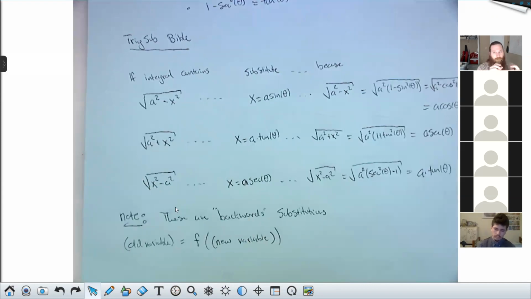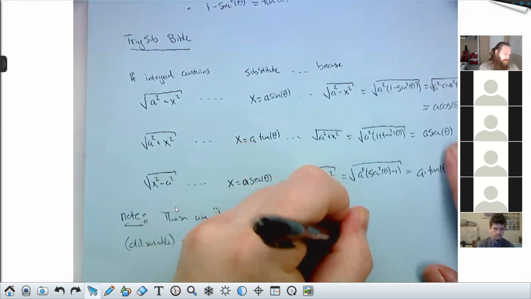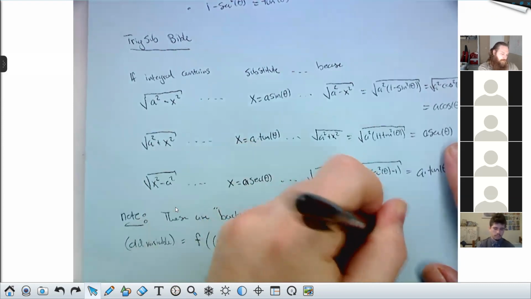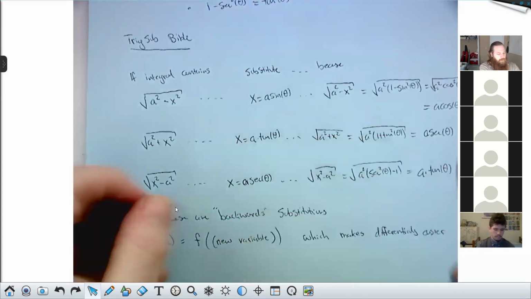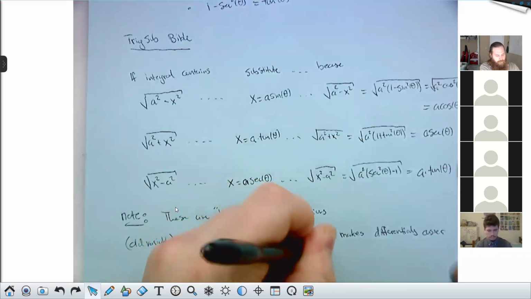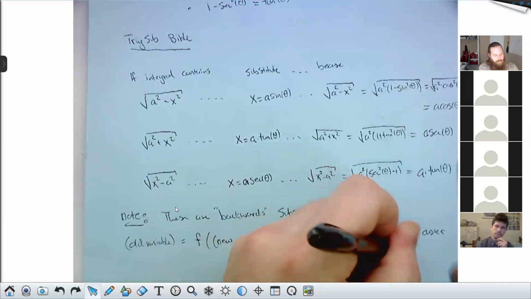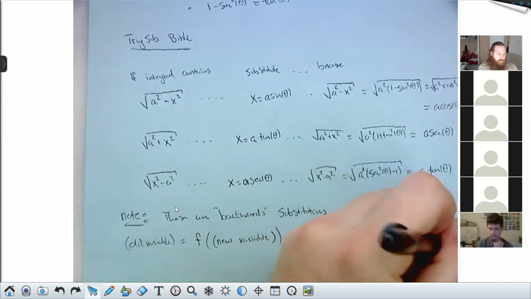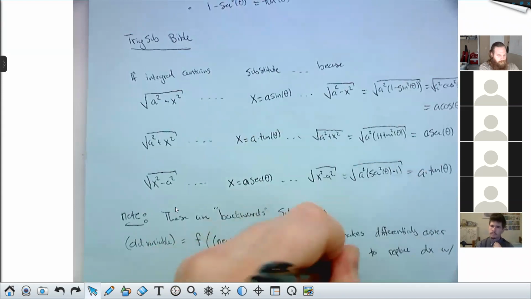So when you do a u sub, you have to find your du or your dz floating around in the integral. Here you don't need to do that, but you do need to plug in for dx, which makes differentials easier to deal with. But don't forget the differentials. Don't forget to replace dx with d theta and associated pieces.